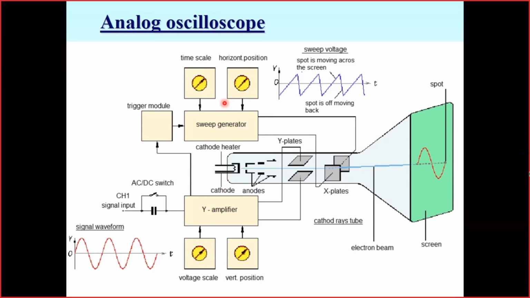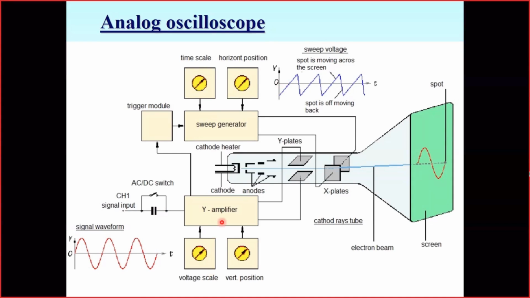For narrow scales, for small times, for fast processes, the slope is higher. The horizontal position just moves this waveform up and down as a whole. So we just add some DC component to this sweep voltage, and then the initial position of the beam is moved right and left, by adding either a positive or negative DC component.